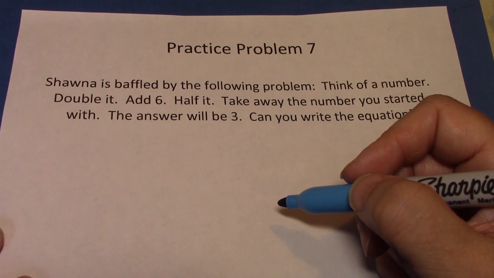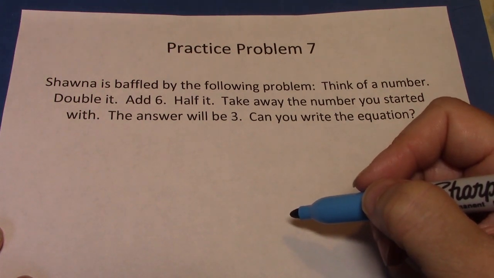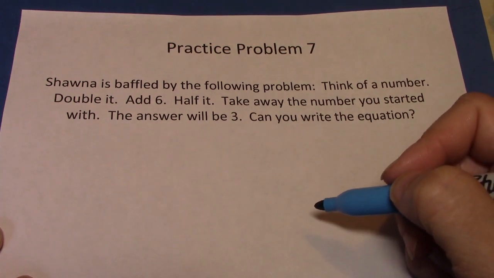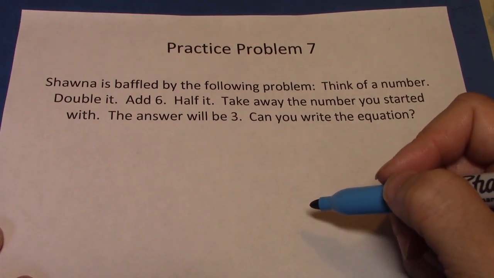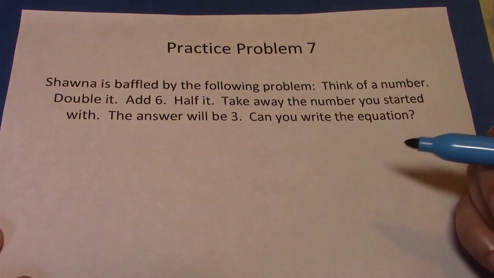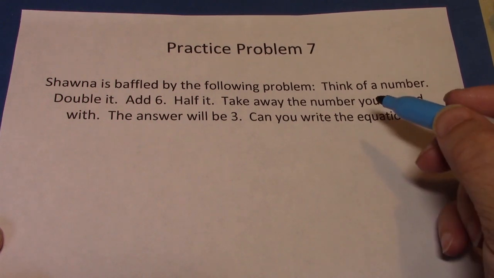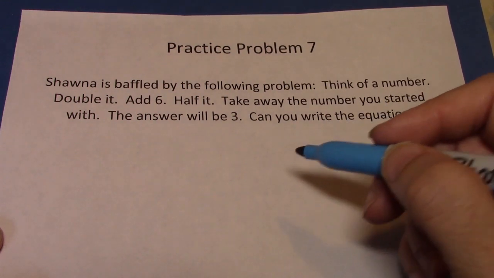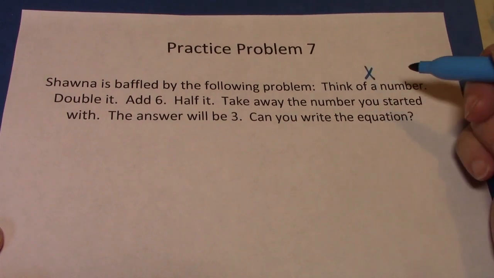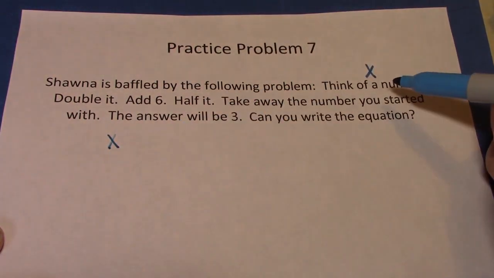It says problem 7. Shauna is baffled by the following problem. Think of a number, double it, add 6, half it, take away the number you started with. The answer will be 3. Can you write the equation? Well, that's a simple formula that we need to come up with. Let's call this number that we're thinking of, let's call it x. Okay, so x, we start with that.